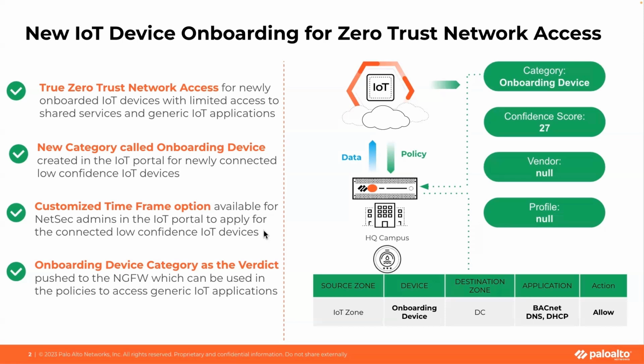We also have a customizable time frame option available where the admins can tell how long we need a device to stay in our onboarding category. So what IoT security does is, if the confidence score of a device goes above 90, or if the time frame you have mentioned exceeds, then we will move the device away from onboarding device. For example, here you have a specific rule where an onboarding device from IoT zone to DC is allowed to access applications such as DNS, DHCP, BACnet, and so on.